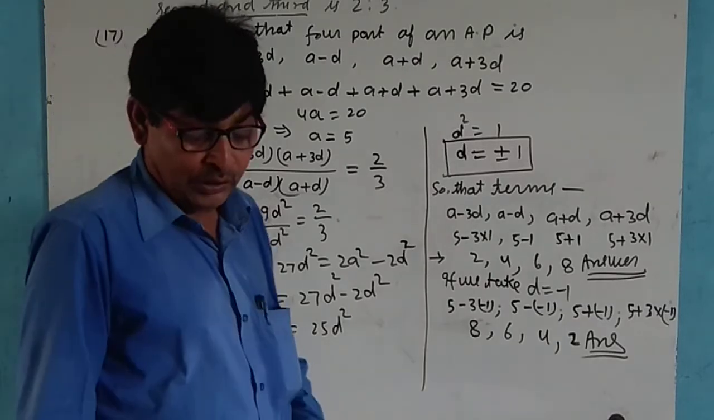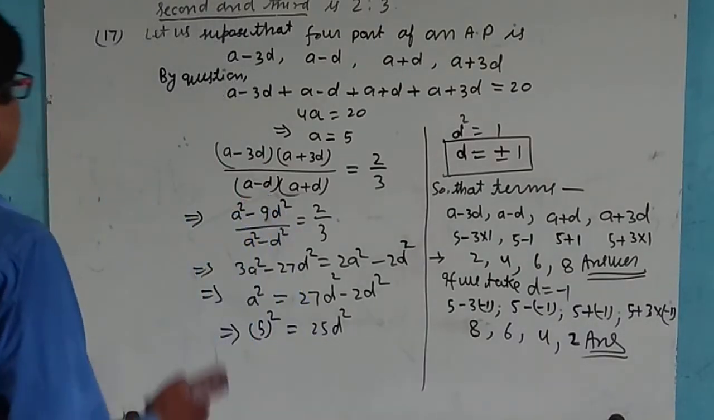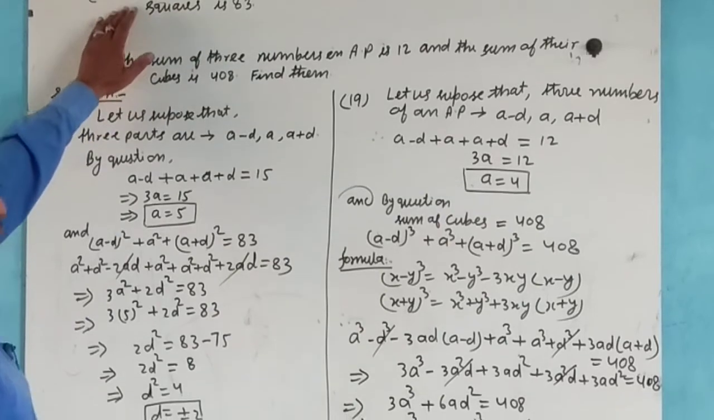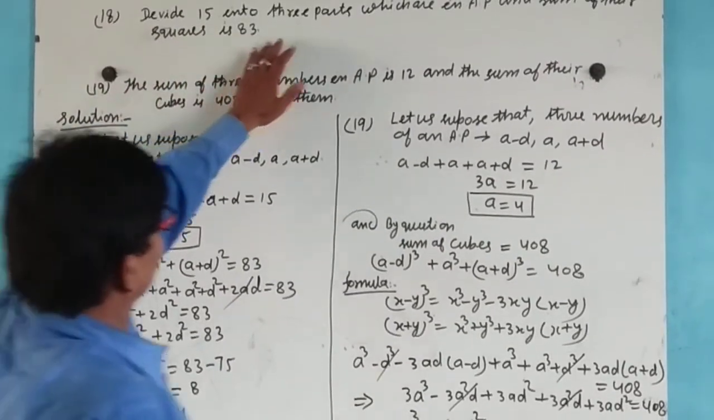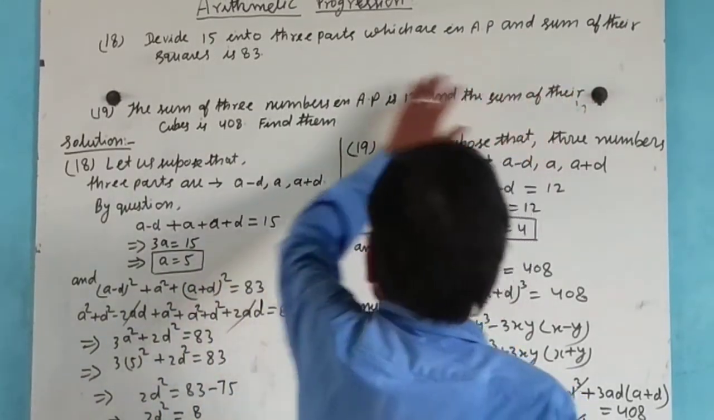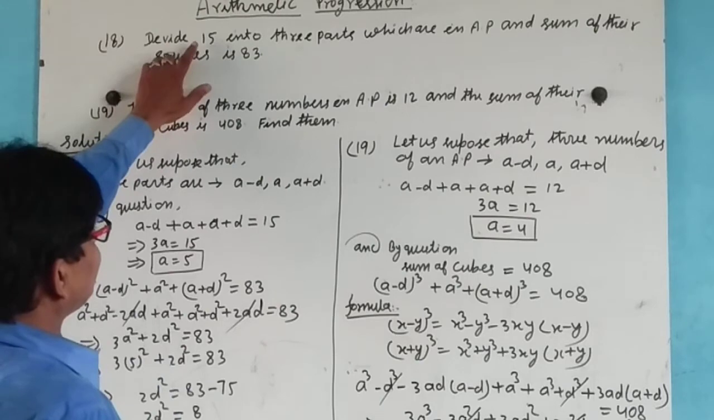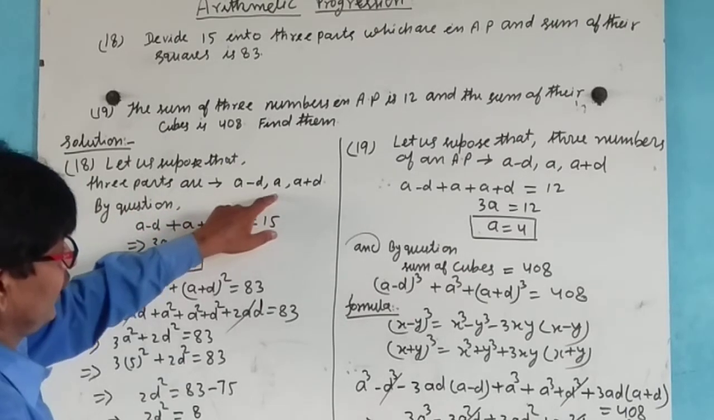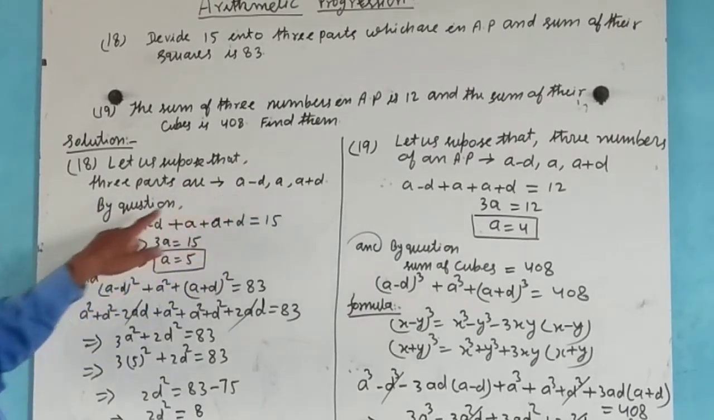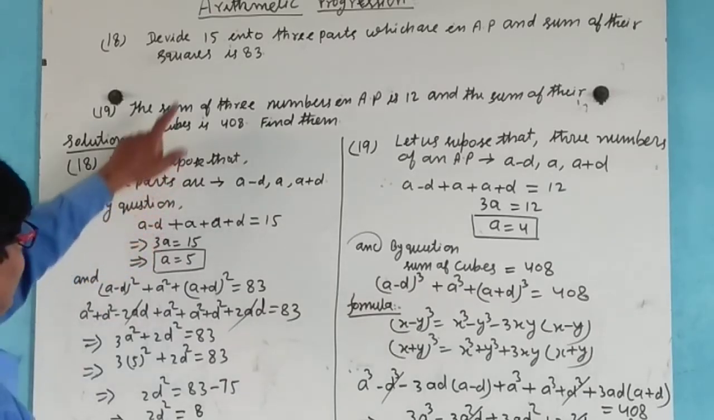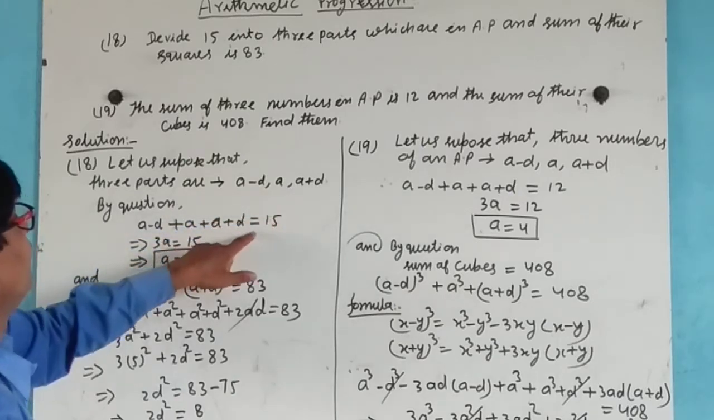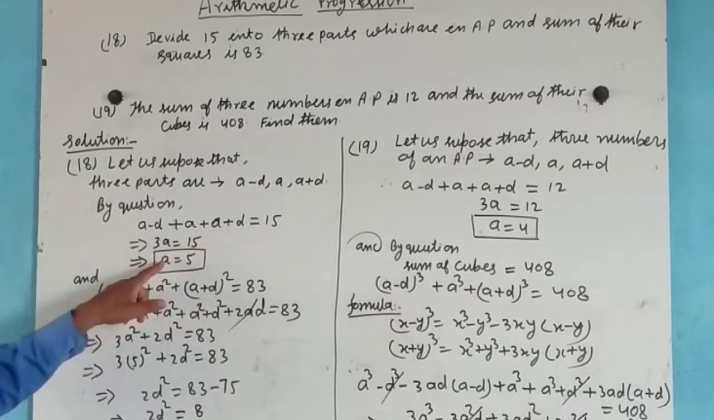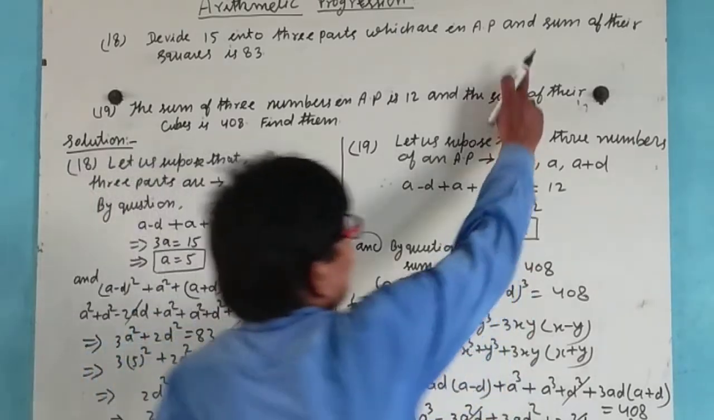Now we consider another problem. Question number 18. Divide 15 into 3 parts which are in AP and the sum of their squares is 83. Let us suppose that the 3 parts are A minus D, A and A plus D. By question, the sum of the 3 parts is 15. A minus D, A, A plus D is 15. D and D cancel, 3A equal to 15, A equal to 5.